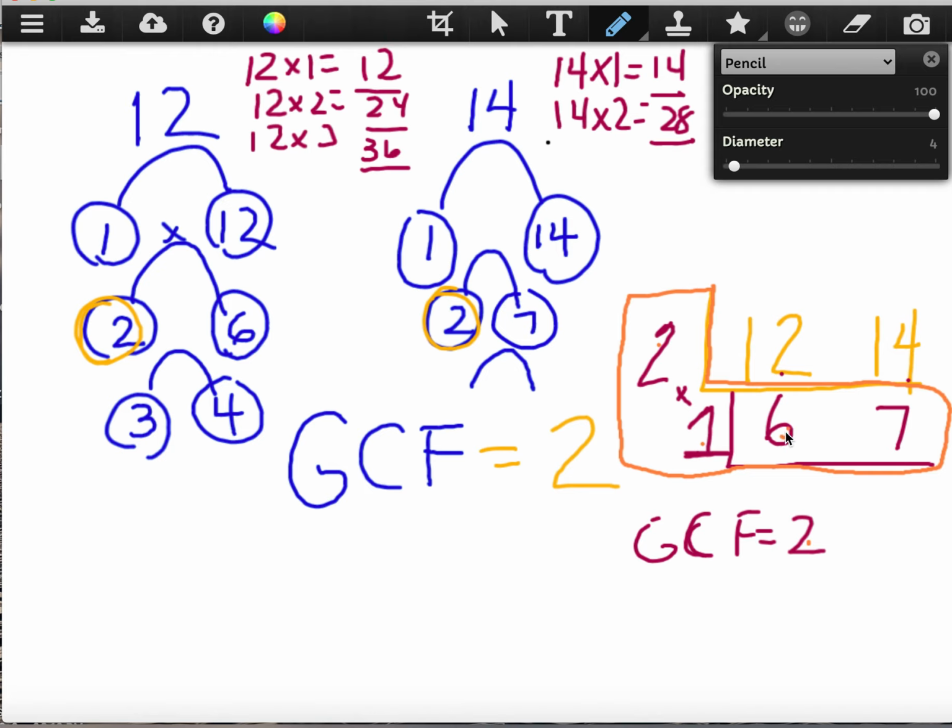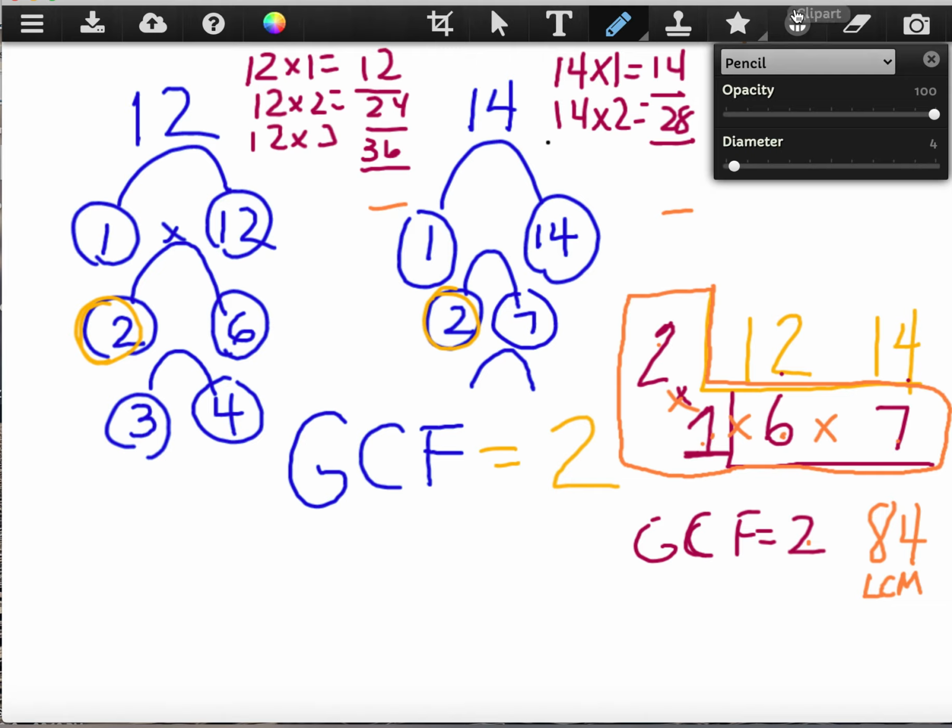And then I multiply 12, because 2 times 6 is 12, times 7, and I get 84. That is my LCM. So 2 times 1 times 6 times 7. So 2 times 1 is 2. 2 times 6 is 12. 12 times 7 is 84. And that's my LCM. That's a lot easier than trying to list them all out here until I get to 84 on each side. That's my LCM.